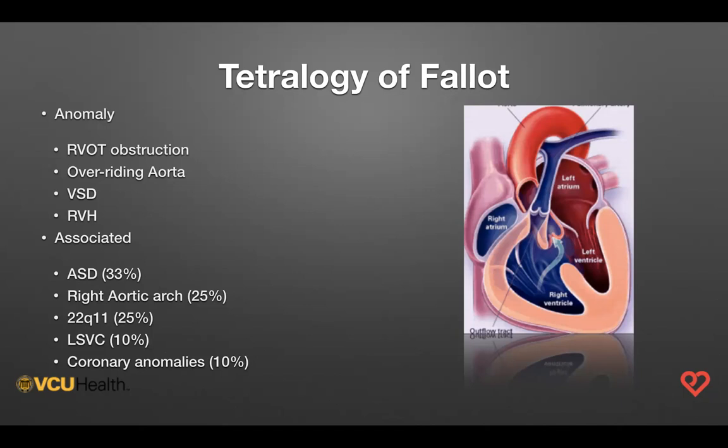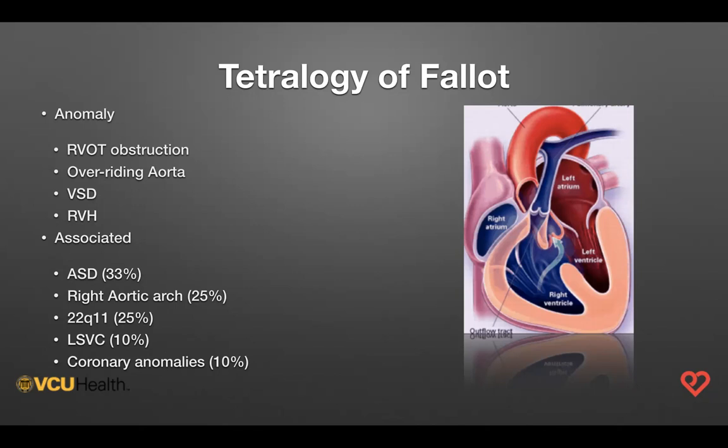A right-sided aortic arch. Patients often have the genetic abnormality of DiGeorge or 22q11, which is a partial deletion in chromosome 22. And these patients generally have abnormal faces with a flat nasal ridge, wide set eyes, low ears. Their chin is underdeveloped, and they often have heart defects.